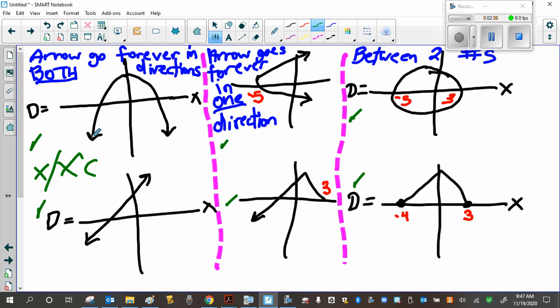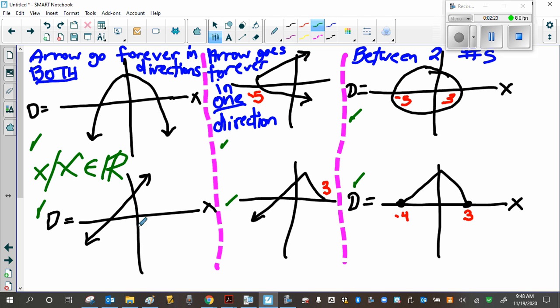So how far does this graph go left and right? It goes forever left and forever right. How do we say all the numbers in the whole wide world? It's an element of all real numbers. Perfect.